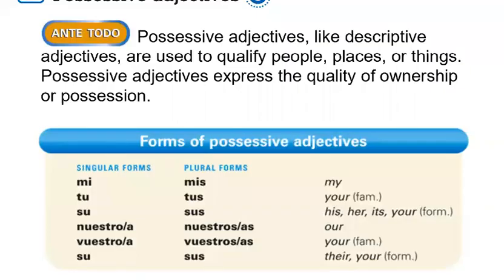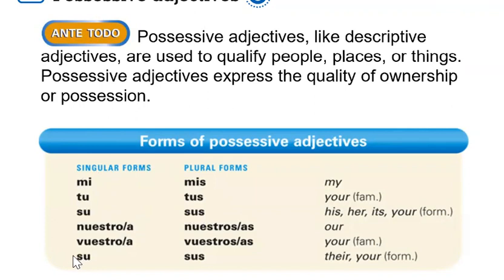Hola amigos. Today we are going to talk about possessives. Now you have learned before these possessive adjectives that you see on the screen. We had mi and mis and tu and tus and su and sus. We had the singular forms and the plural forms.